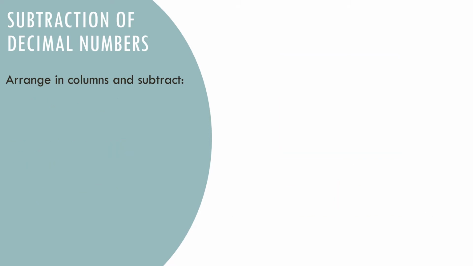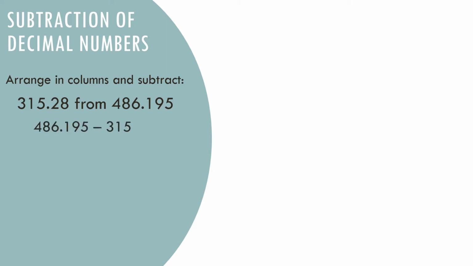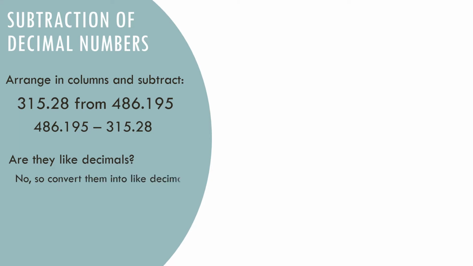Let us solve one more question. Question number 2. Arrange in columns and subtract 315.28 from 486.195. That means 486.195 minus 315.28. Are they like decimal? No. So convert them into like decimal.